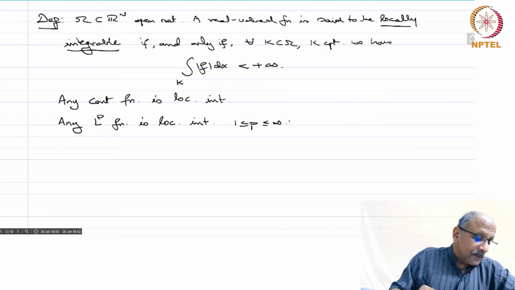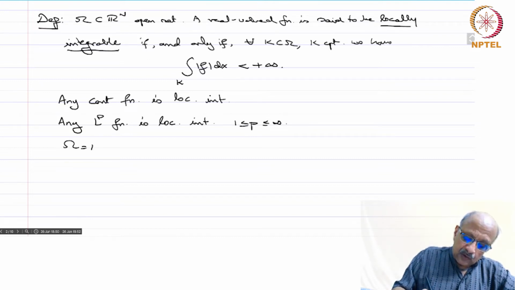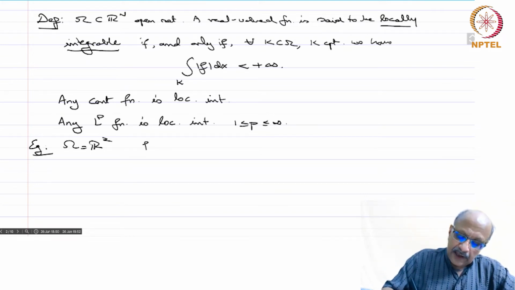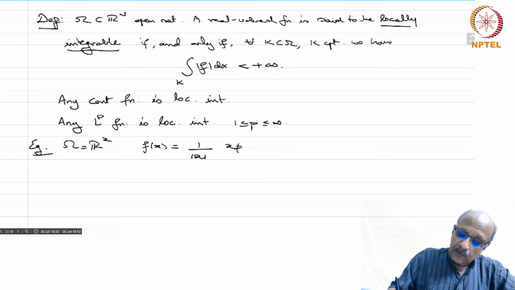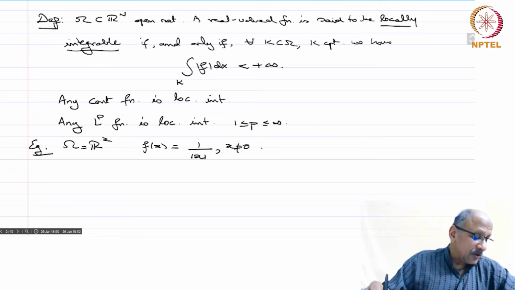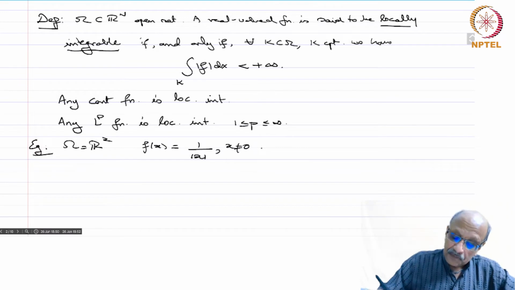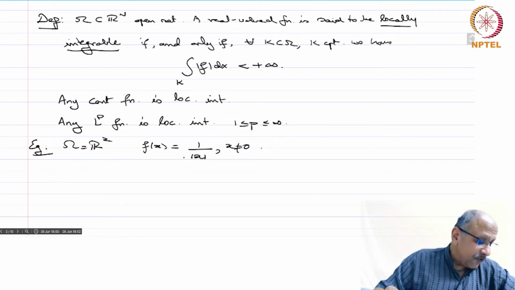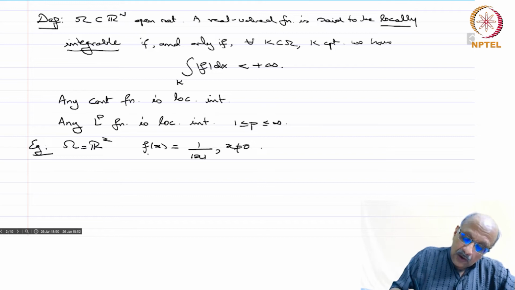So let us take omega equals R2, for example, and then you take f of x equals 1 over mod x where x is not equal to 0. So it's only defined away from the origin, and we want to show this is not a continuous function, and it is not an L1 function or LP function, because at the origin you have a problem. Therefore you want to show that this is locally integrable. Now, this blows up at the origin, so why is it locally integrable?